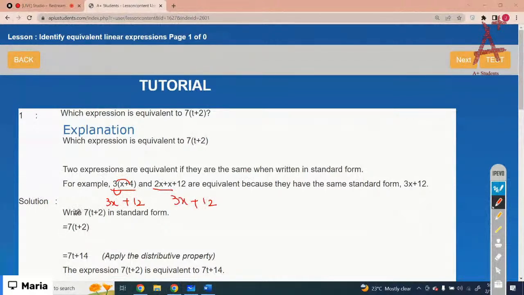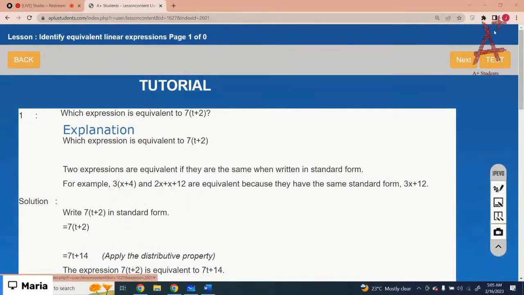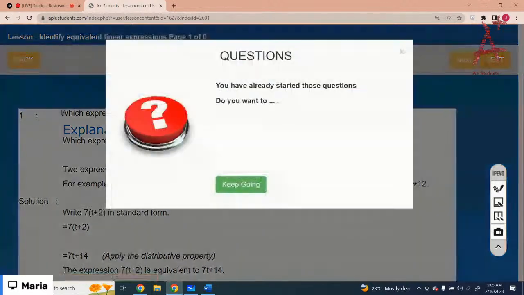So write 7 times (t plus 2) in standard form. You have to do 7 times t, 7t, and 7 times 2, it is 14. So 7 times (t plus 2) and 7t plus 14, they both are equivalent. Just write down the expression in the standard form. So that would be then equivalent. Let's just start with the test questions so that we can do the practice questions, so you can have a look at the tutorial by yourself later today.